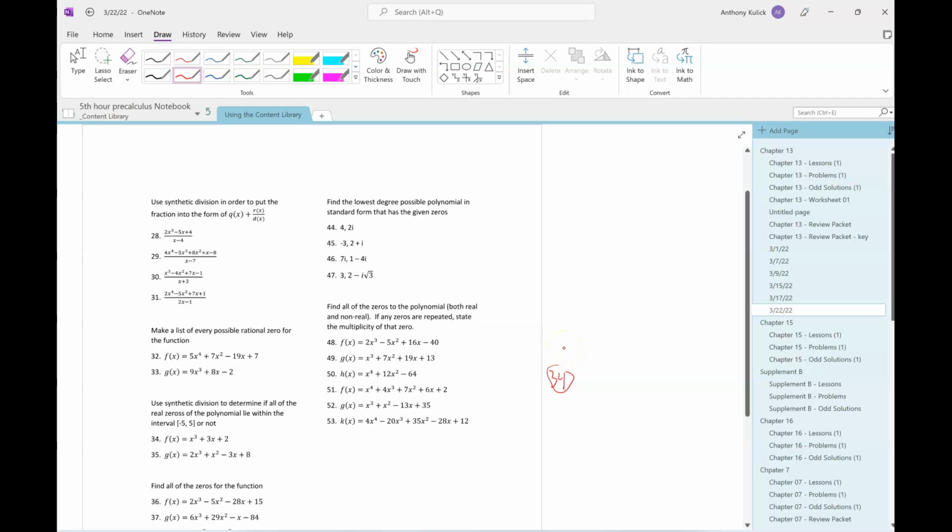So it says use synthetic division to determine if all of the real zeros of the polynomial lie within the interval -5 to +5. So basically all we need to do here, come back please.